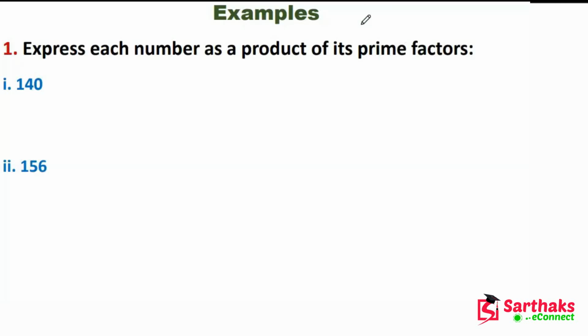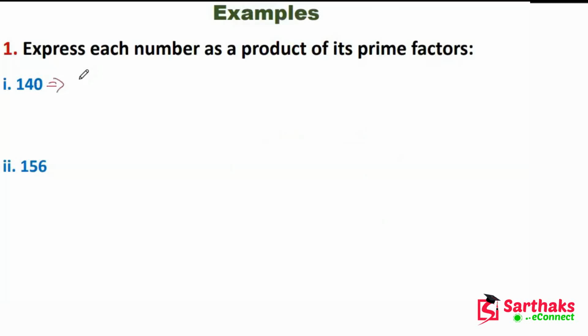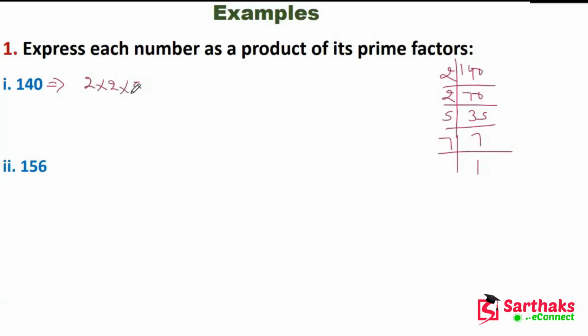This is very easy. So what are the factors? If we use the prime factorization method, we can easily divide. So 70, then 35, then 5 times 7, and 7 ones. So the factors are 2 into 2 into 5 into 7. 1 is the common factor in all the numbers.